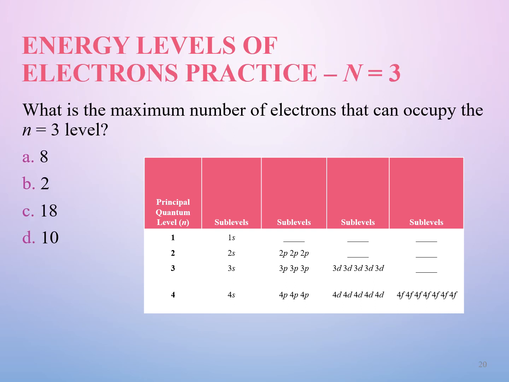So what about the next question? It says, what is the maximum number of electrons that can occupy the n equals 3 level? So that means the entire level of 3, okay? So 1, 2, 3, 4, 5, 6, 7, 8, 9. There's 9 orbitals, and each one can hold 2. That means we can hold a total of 18 electrons right there.